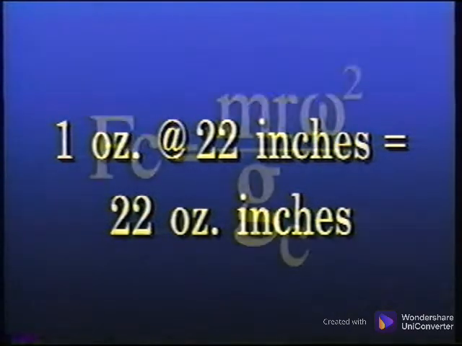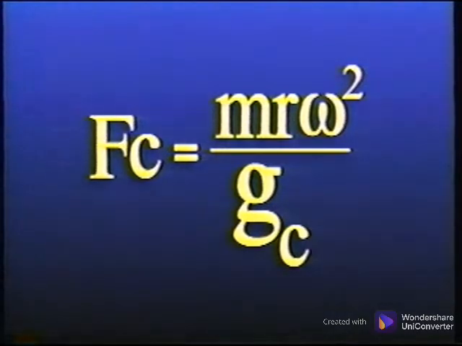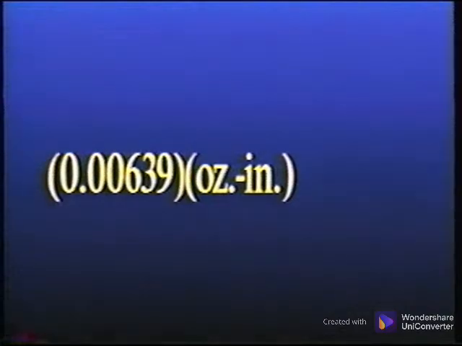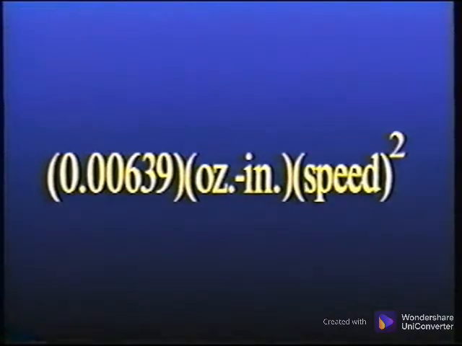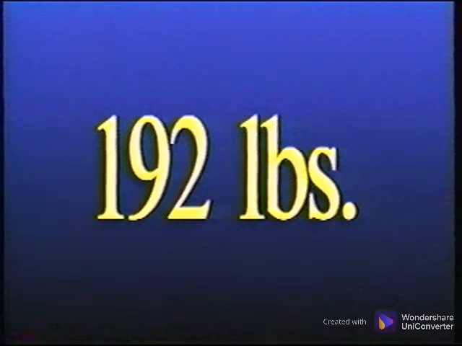of unbalance. We can calculate the additional load of this 1 ounce of unbalance due to centrifugal force. The equation can be simplified to the constant 0.00639 times the unbalance in ounce-inches times the square of the speed in hertz. Plugging in our numbers, 22 ounce-inches of unbalance times 37 hertz squared gives us the result of 192 pounds.